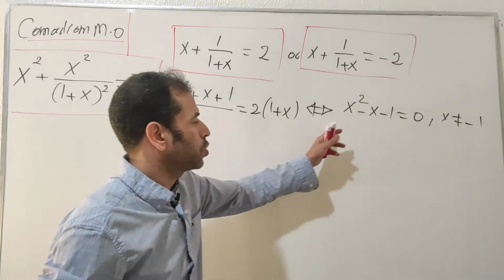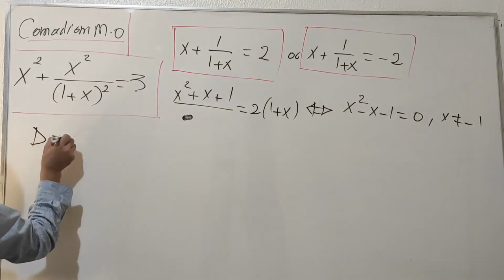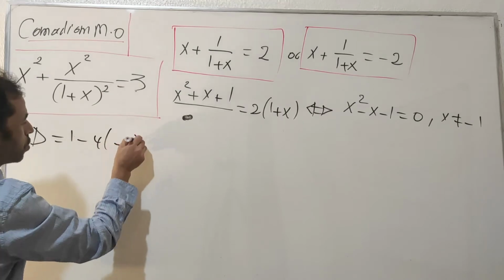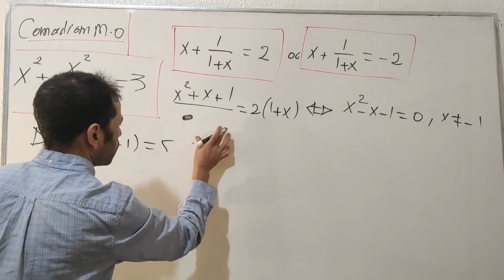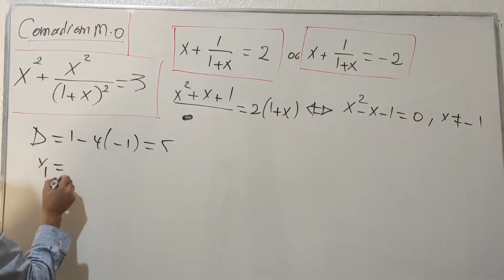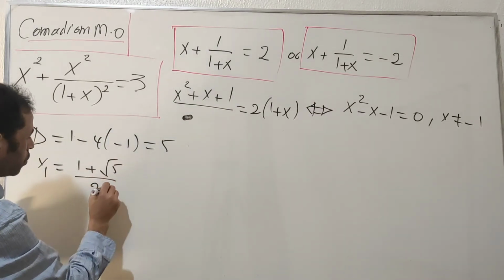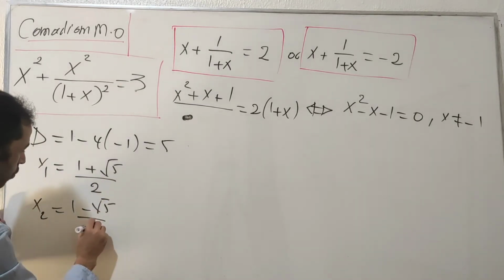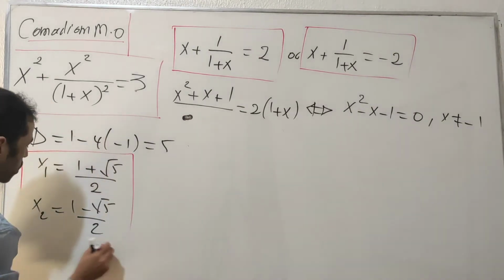Okay, going to calculate the discriminant of this one. Delta, I get delta equals 1 minus 4 times minus 1, which equals 5. So I will have the first solution, x1 equals 1 plus square root of 5 all over 2. The second solution, I get x2 equals 1 minus square root of 5 over 2. Okay, so we get the two solutions in real numbers.